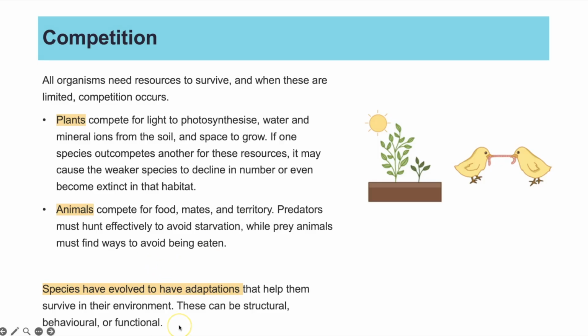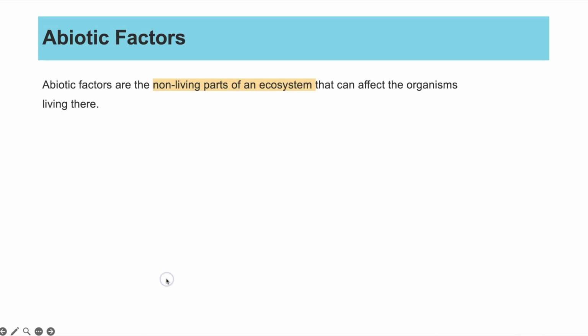And species have evolved to have adaptations to help them to survive in their particular environment and be better able to compete as well. And there's 3 types of adaptation: structural, behavioural, or functional.